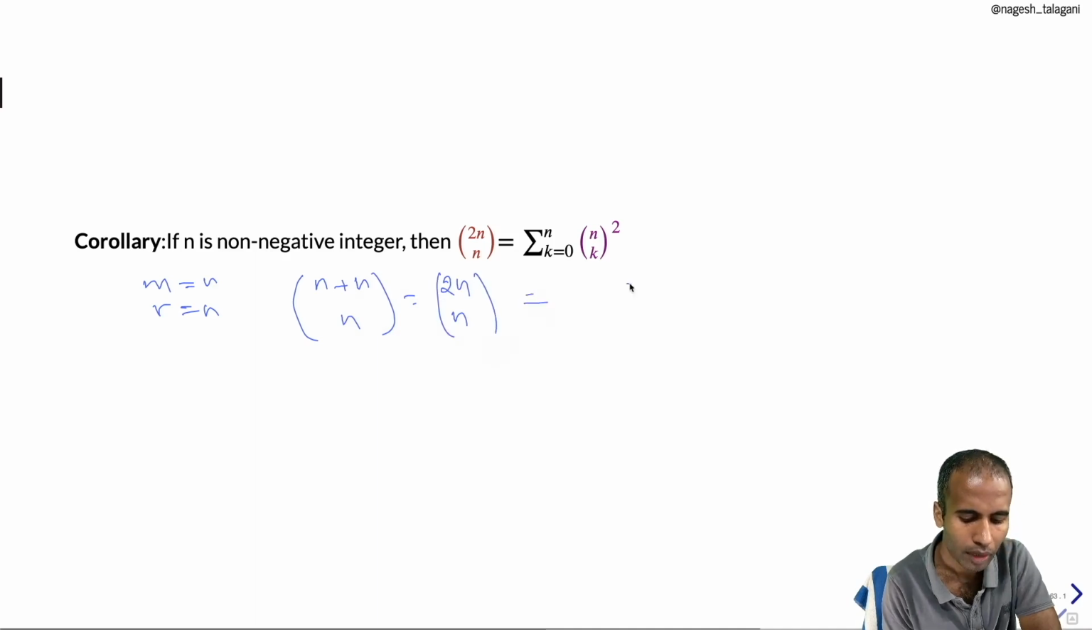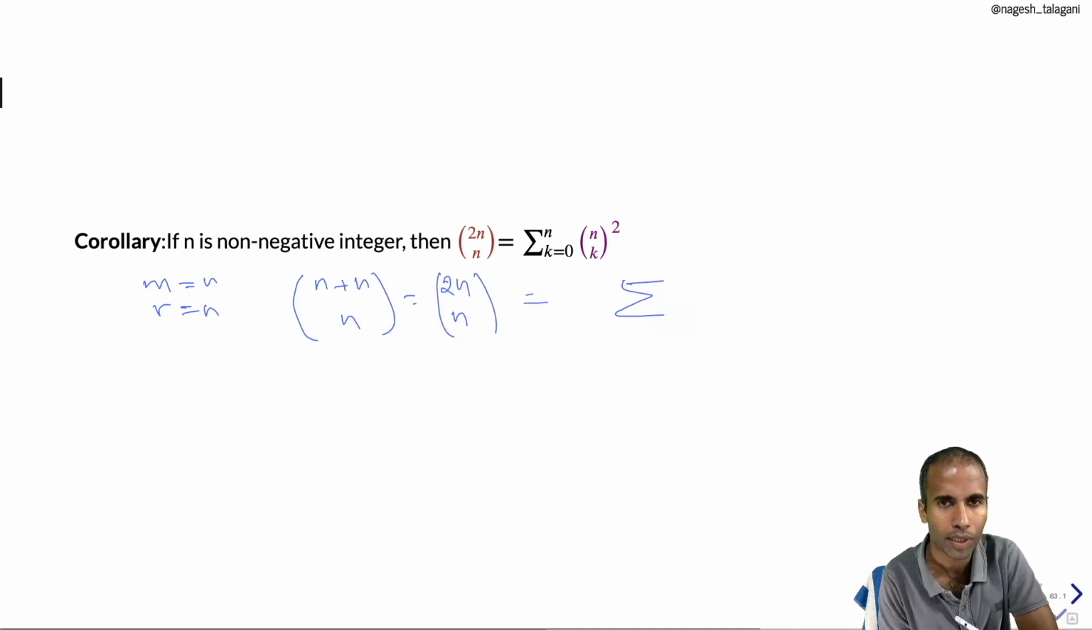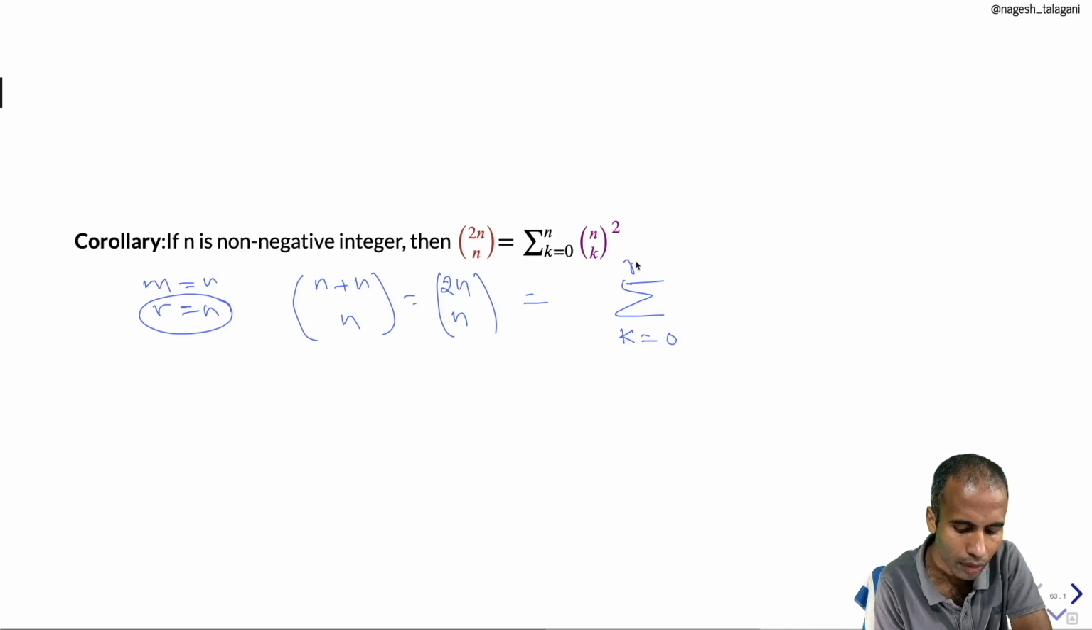Okay, the right hand side of Vandermonde's identity is going to be the summation k equal to 0 to r, but r is going to be n, right? So k equal to 0 to n, m choose k, but m is also n. So n choose k times n choose r minus k, but r is n, so n choose n minus k.